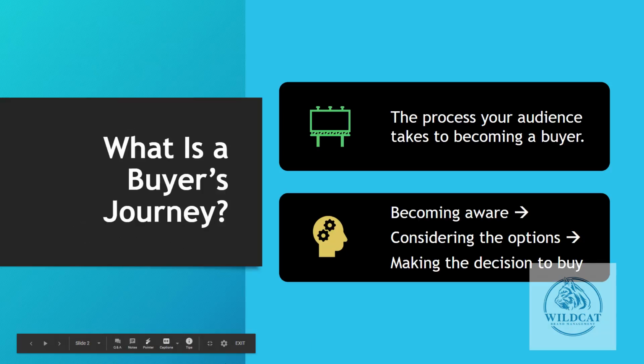The process your ideal audience takes to become a buyer is known as the buyer's journey. For most people, the buyer's journey includes awareness, consideration, and decision. These stages define where the buyer is, and it goes to their intent. What are they intending to do? What do they do in order to choose to purchase?